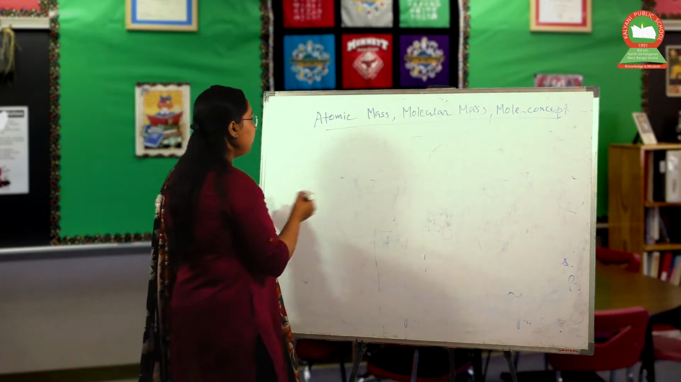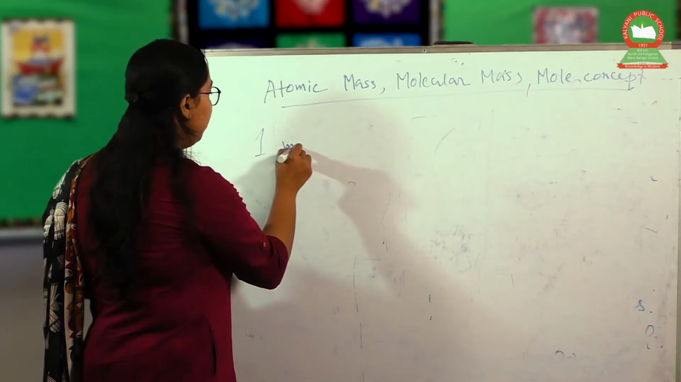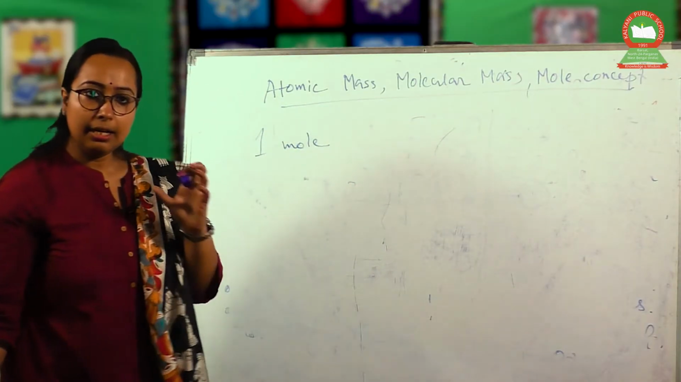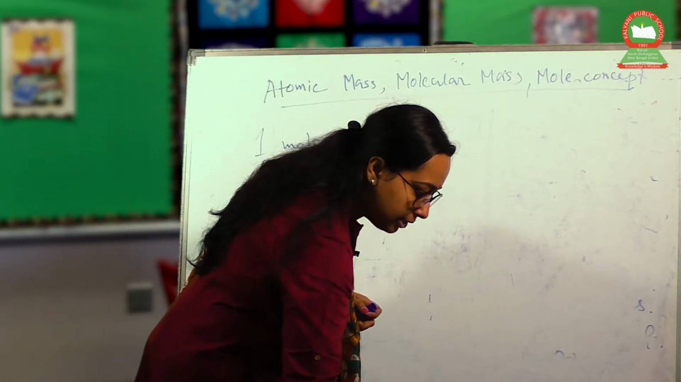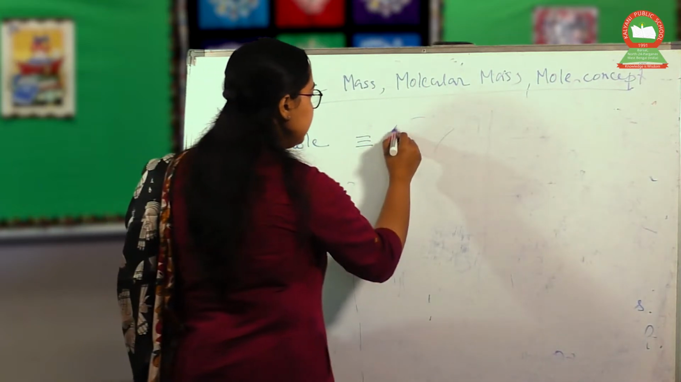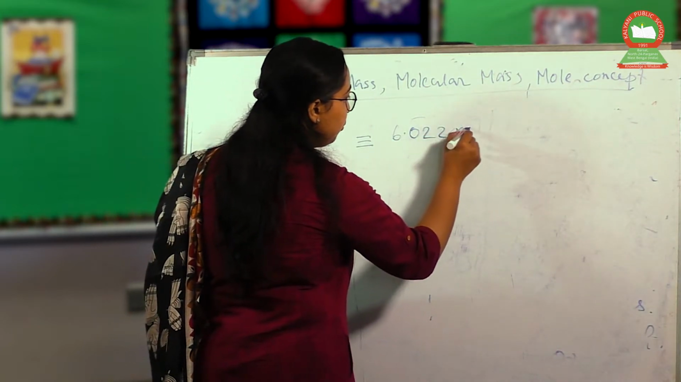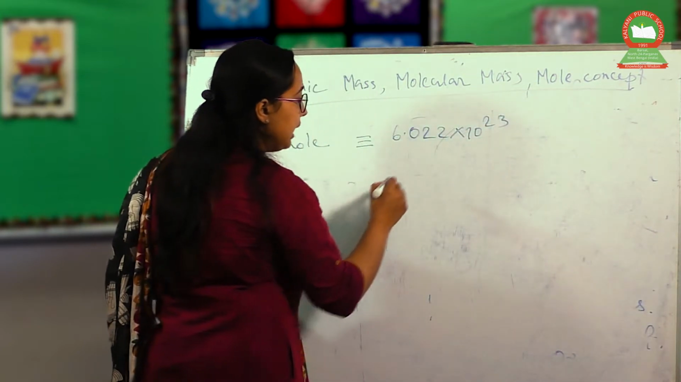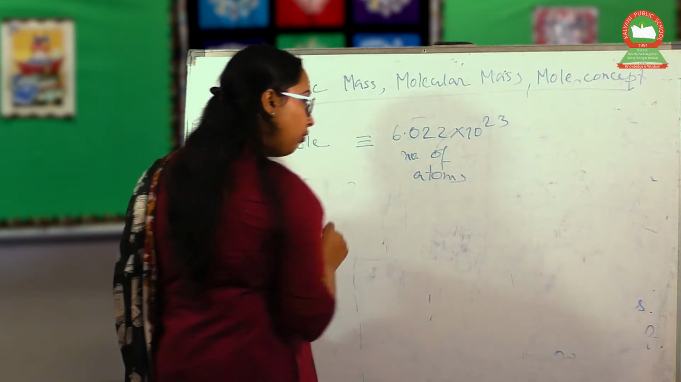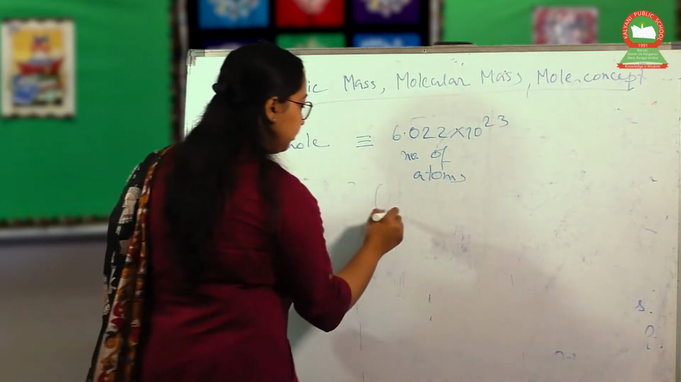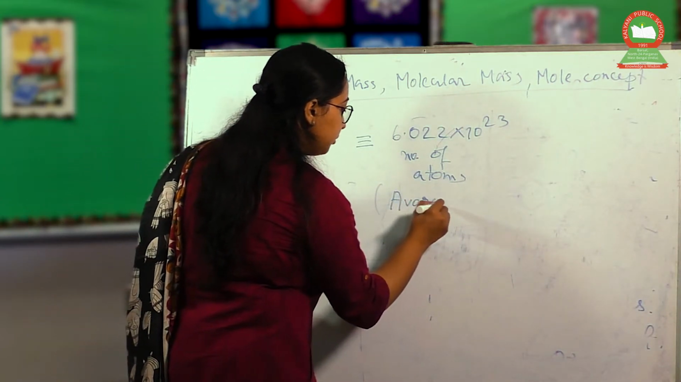Okay, so if we take 1 mole of any of the atoms, exactly 1 mole of the element will be exactly equal to 6.022 into 10 to the power 23 atoms. Okay, so this is the Avogadro number. This is the Avogadro number.